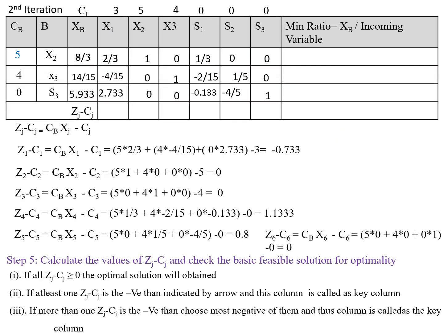Next we calculate the Zj minus Cj values for the second iteration simplex table, and these values become minus 0.733, 0, 0, 1.133, 0.8, 0. Among these values, 0.733 is the negative value for the x1 column. So here the x1 column is the incoming vector.